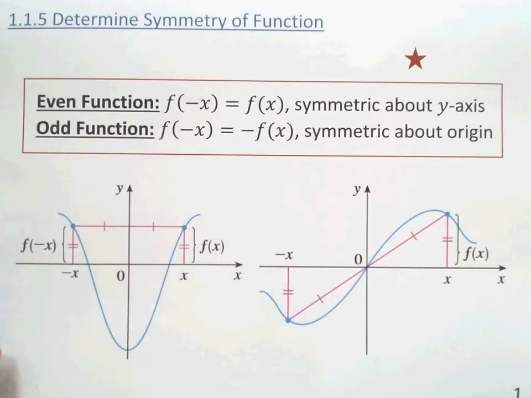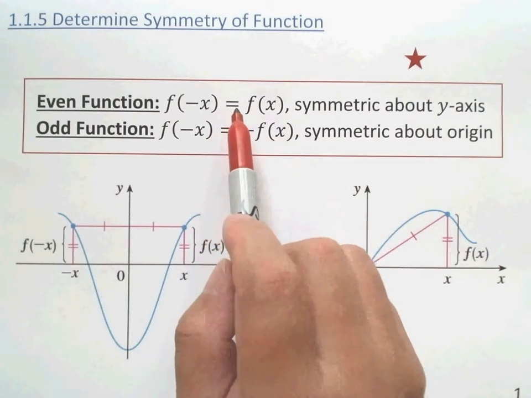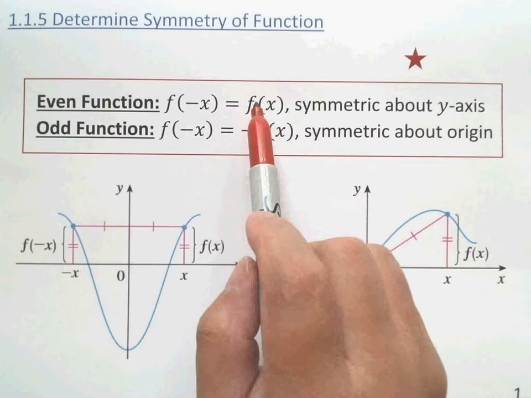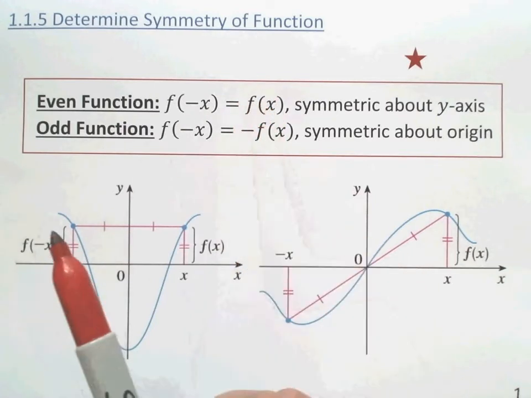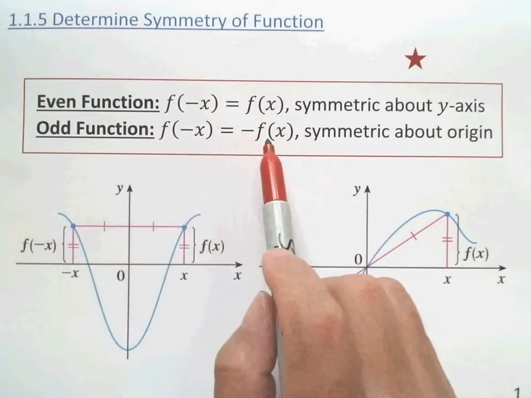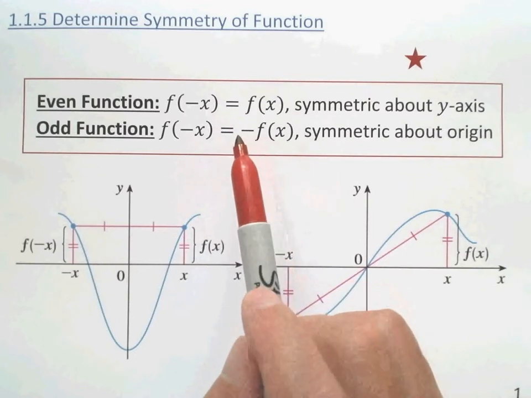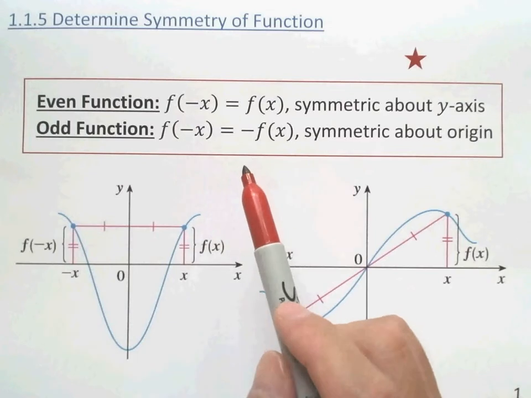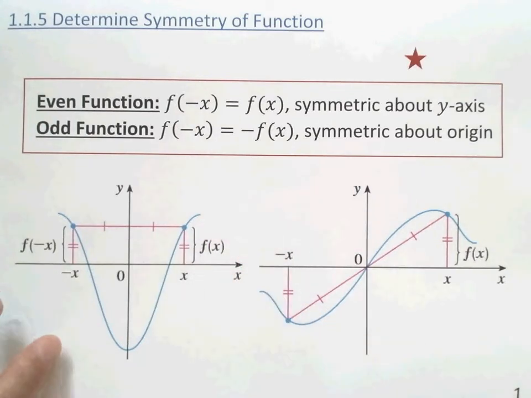If we know the graph, it's very easy to determine whether it is even or odd. Look at the symmetry. If we don't see the graph, how do we do it? Basically we use this definition. Evaluate f at negative x. If it equals the value of f at x, that's even. If it's the opposite of that value, it is odd. If it's neither of them, then it's not even and not odd. Okay. I have two examples to show you.